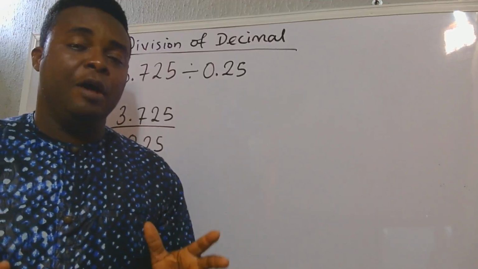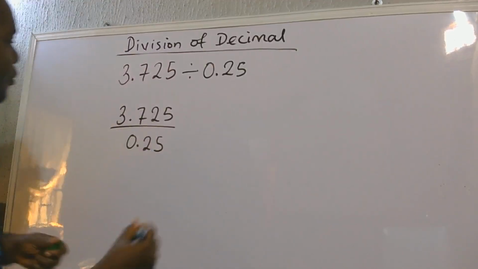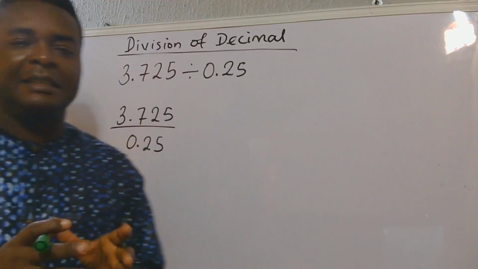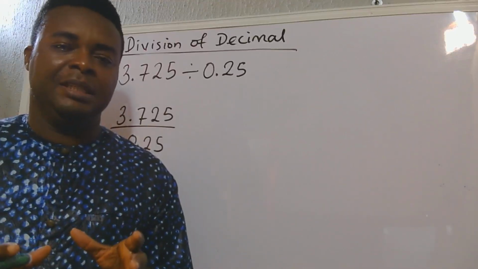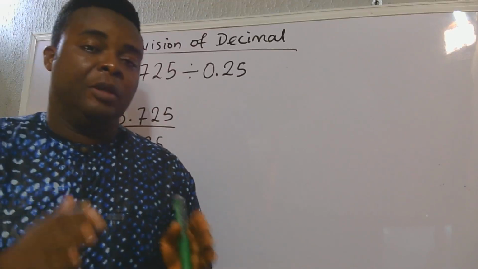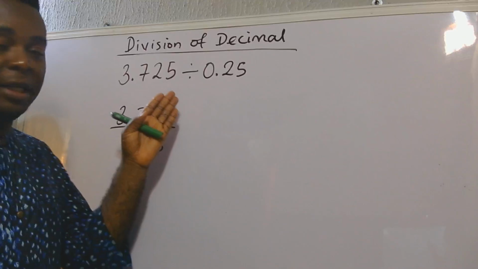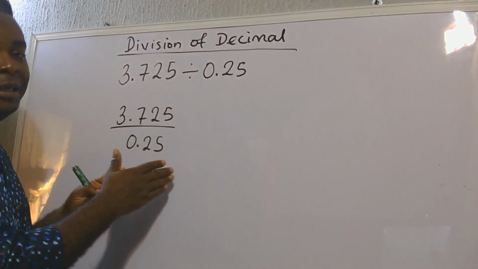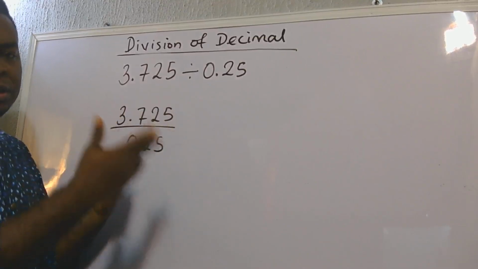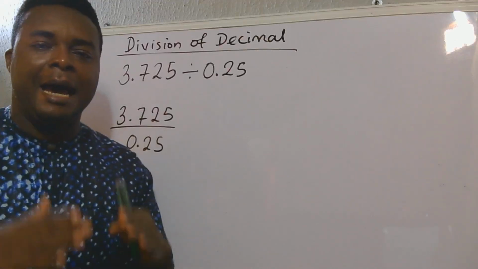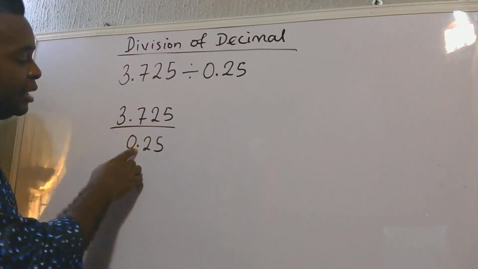Now, how do we do this? Watch. We'll start with the numerator because it has 3 decimal places. Do you understand? We'll start with the number that has more decimal places. It doesn't matter if it is the numerator or the denominator. If the denominator has more decimal places than the numerator, we'll start with the denominator, okay? When I say decimal places, I'm referring to the numbers after your decimal point.